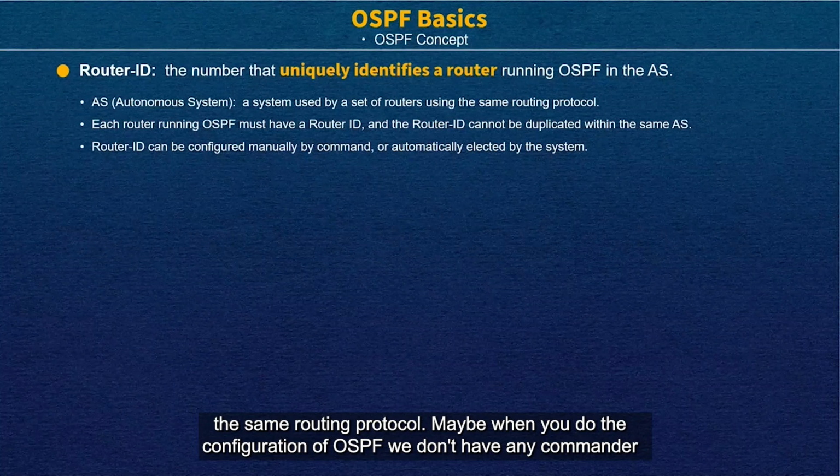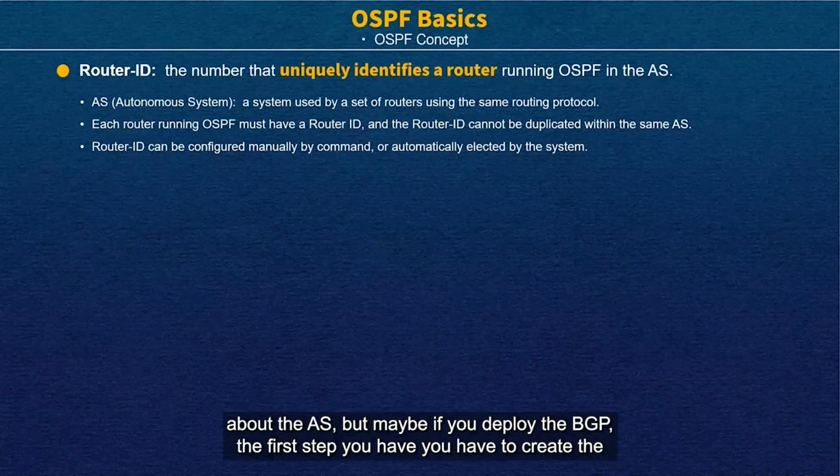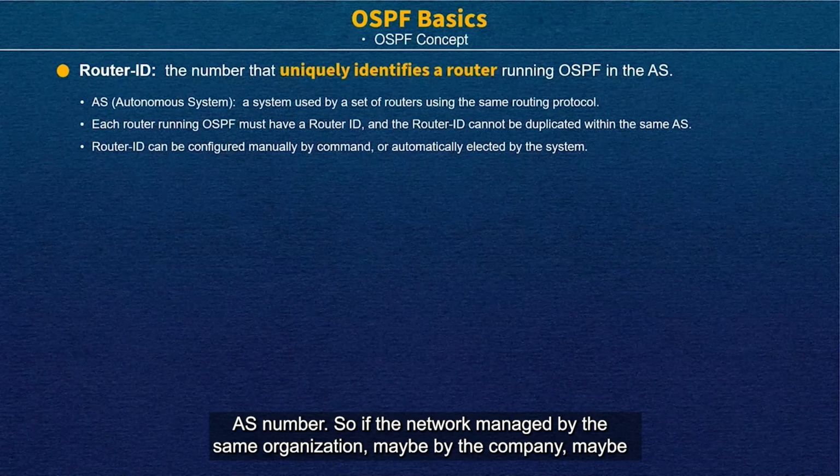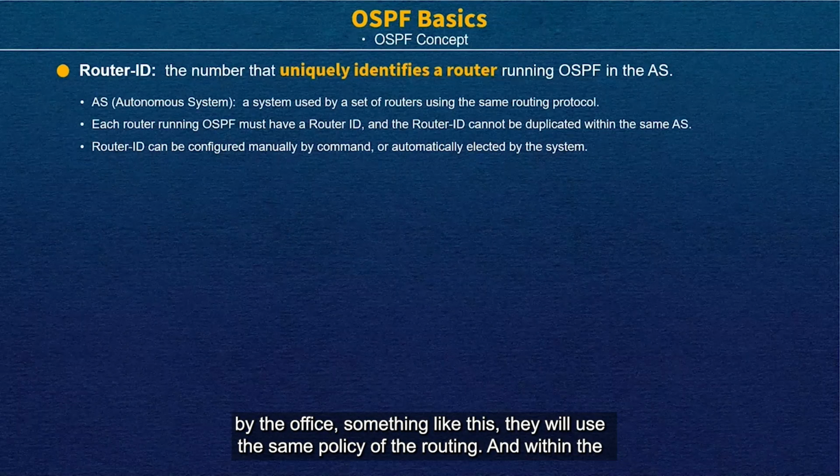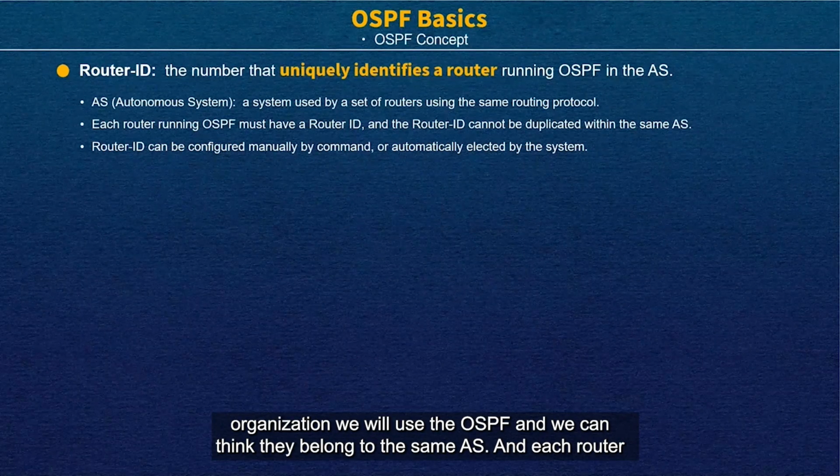Maybe when you configure OSPF, we don't have any command about the AS. But if you deploy BGP, the first step is to create the AS number. So if the network is managed by the same organization, maybe a company, maybe an office, something like this, they will use the same routing policy. And within the organization, we will use OSPF, and we can think they belong to the same AS.